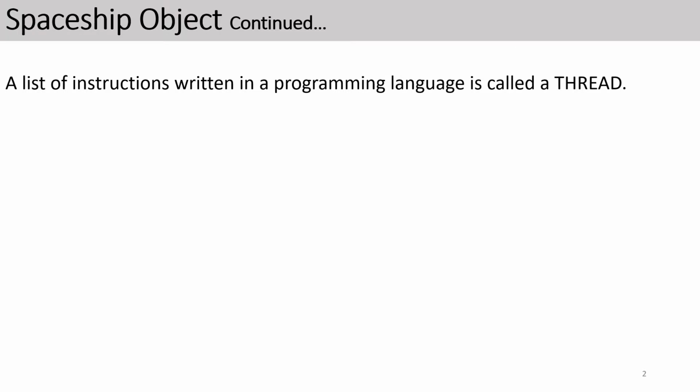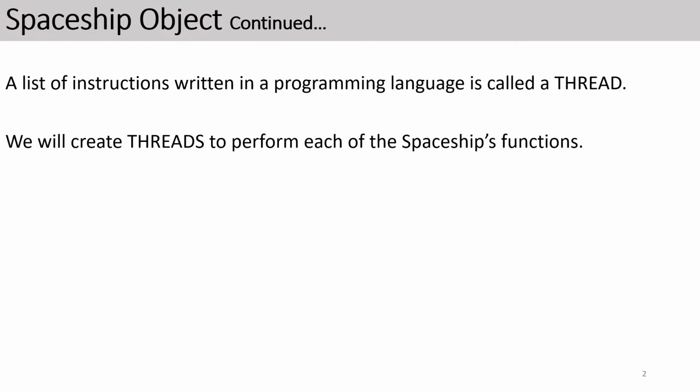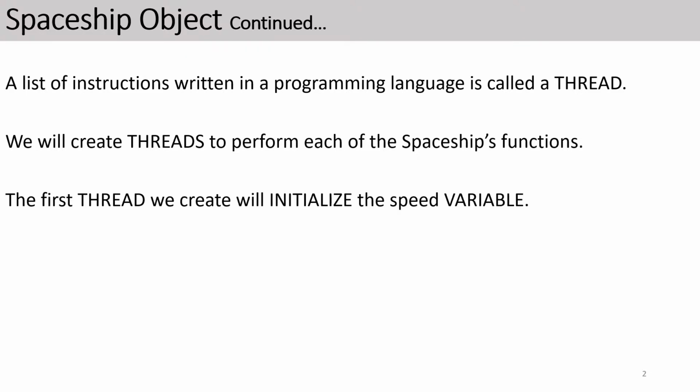A list of instructions written in a programming language is called a thread. We'll create threads to perform each of the spaceship's functions. The first thread we create will initialize the speed variable.